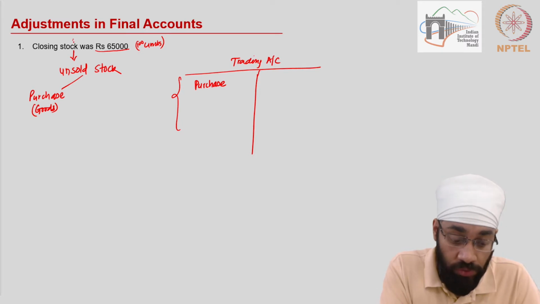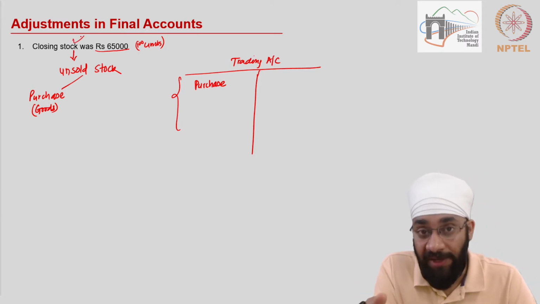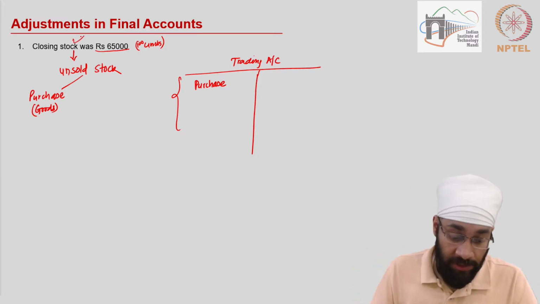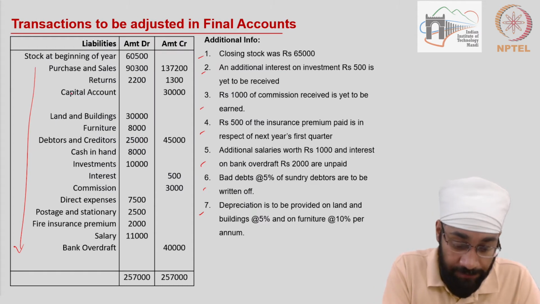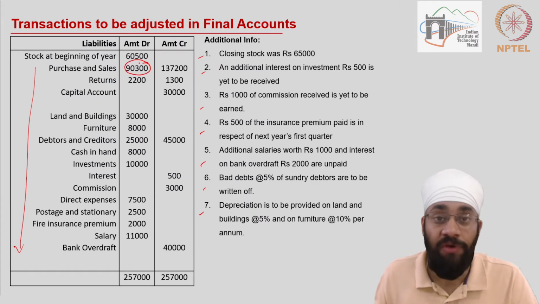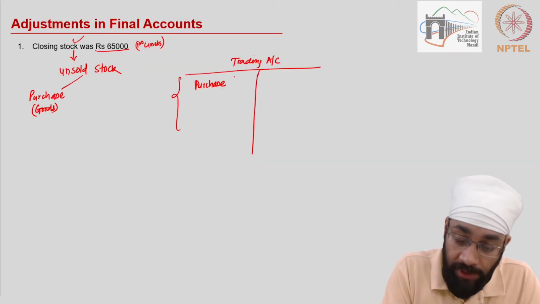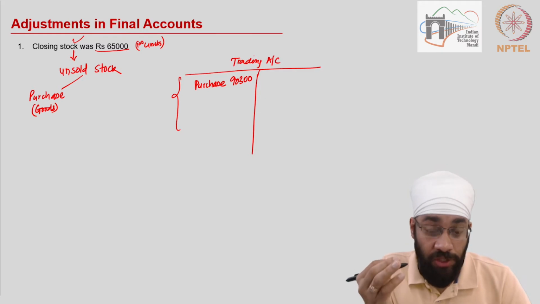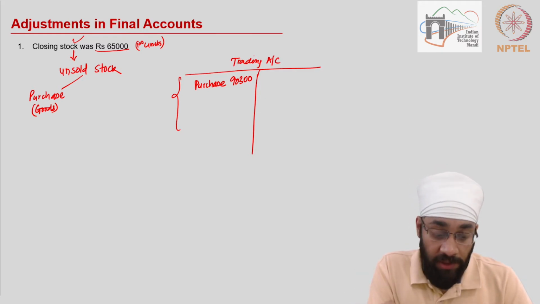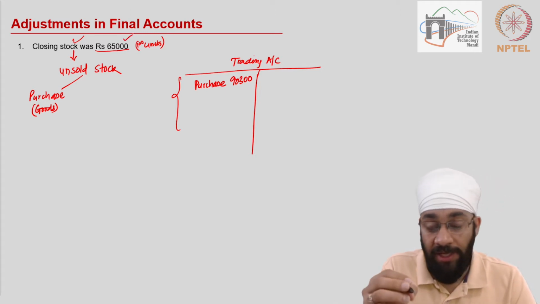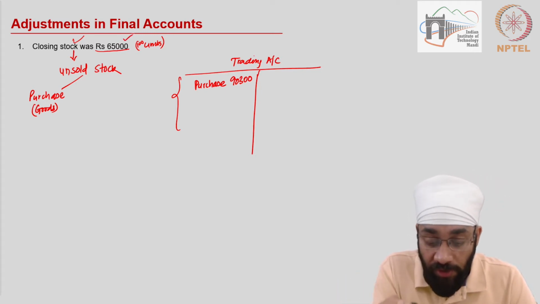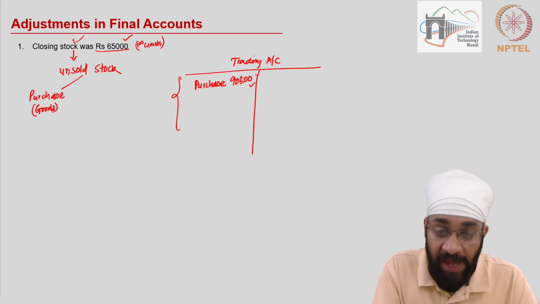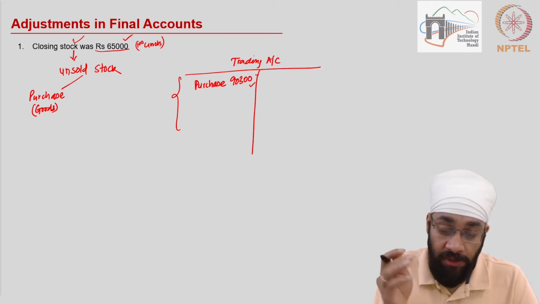Now, if this closing stock has been identified later, then in the trial balance, let me go back to the trial balance. In the trial balance, these are the purchases, 90,300. This is the purchase amount, 90,300. This is the purchase during the year. However, out of these purchases, 65,000 is unsold. You cannot show 90,300 as the purchases in the trading account.